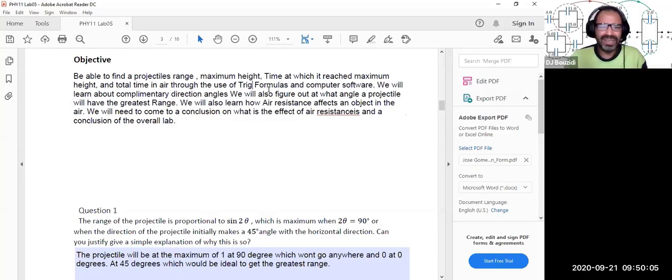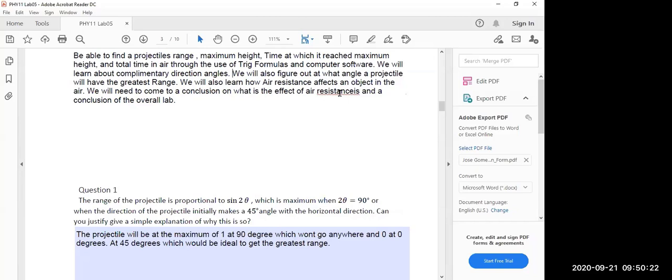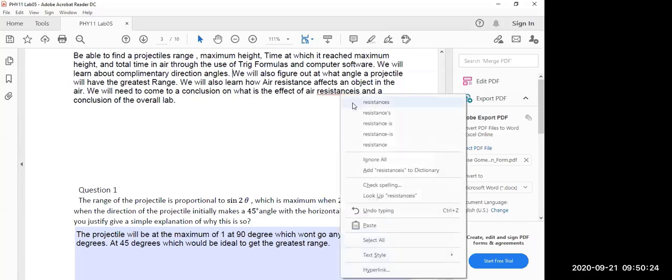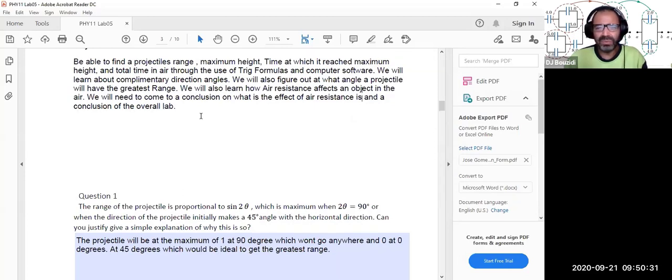And we will learn about complementary direction angles will also. Every time I see a capital here, I expect that you have a dot between. Okay, good. You need to fix that. We will also figure out the resistance. Yeah, fix that. This thing has a rich text feature, so it helps you at least with the spellings.